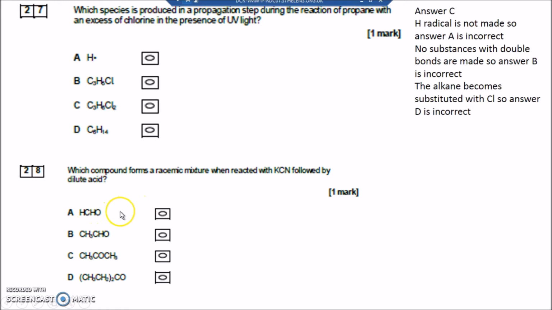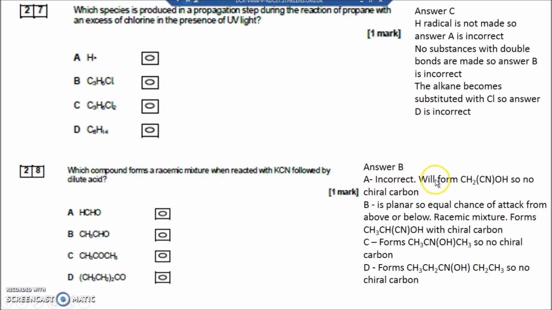But we've got to work out which one it is then. So A, incorrect, because you're going to get CH2CNOH. The C double bond O will become a C with a CN and an OH, but there are 2 H's on the C, so you've not got a chiral carbon in there, so you can't get a racemic mixture of 2 different enantiomers. B is a possibility. We think B is correct, so we'll have a look at that in a minute.